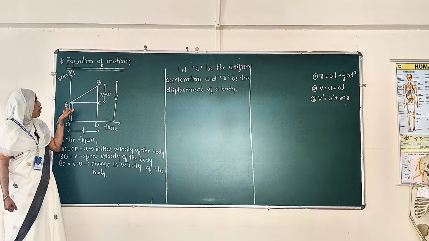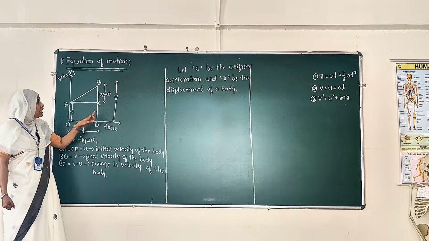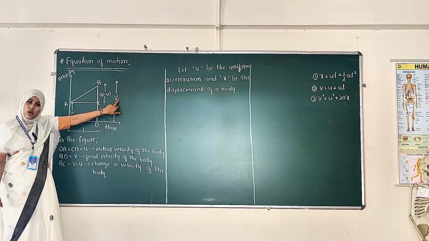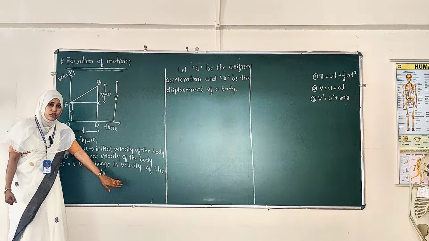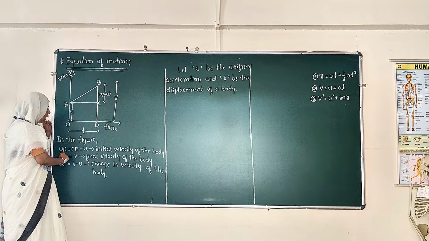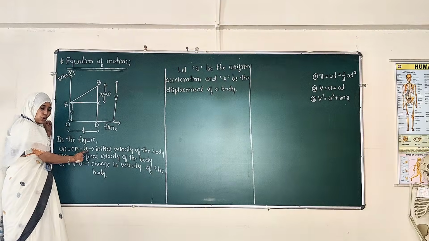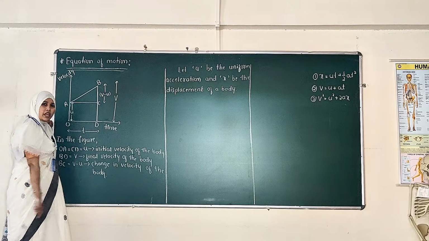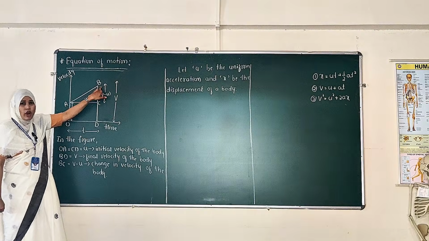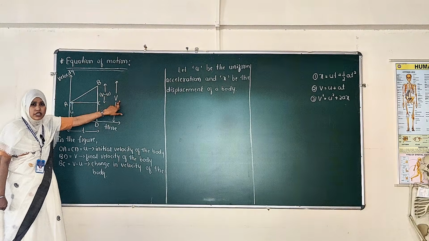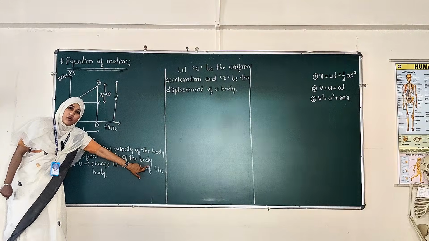Initially the object is moving with the velocity u. When it covers the path AB, at that time the time is t and the final velocity of the body is v. What are the terms in the diagram? I already explained. First one, OA is equal to CD. Both are equal, which is equal to u. U means initial velocity of the body. At the time t, the object reaches the point B. At that time, its velocity is v, and v is taken as the final velocity of the body.